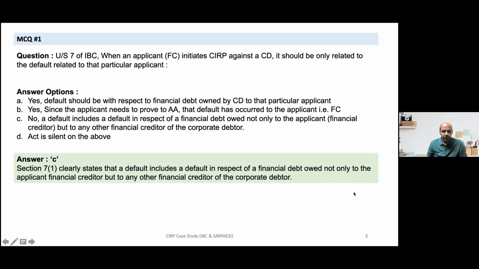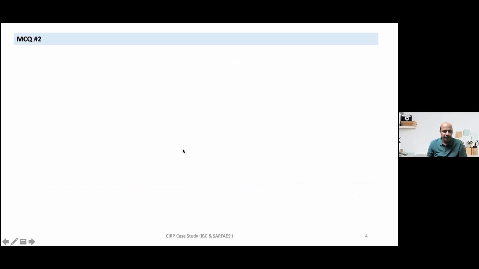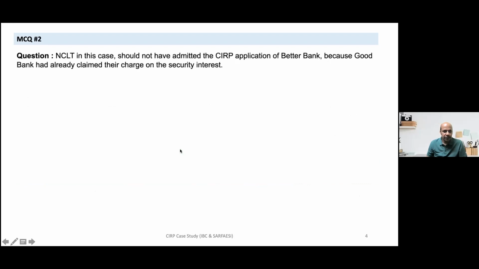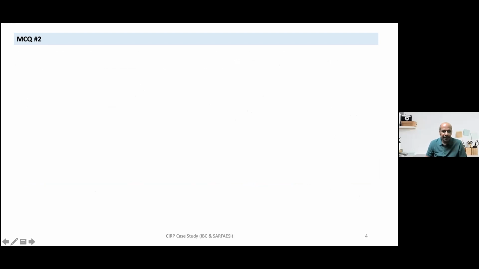So I think it's very clear. It's a very simple question. So I'll move to question number 2. NCLT in this case should not have admitted the CIRP application of Better Bank. So I'll just go back to the case study here.